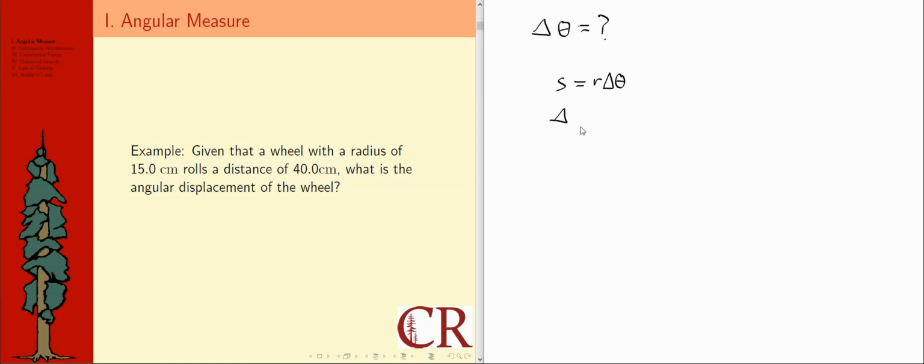And that makes this problem relatively simple once we recognize that, because then we can say delta theta is equal to the ratio of s over r. If I represent s as the 40 centimeter distance the wheel rolled, and r as the 15 centimeter radius that we are given, and then I go to my calculator and do 40 divided by 15, that winds up as a mixed number, 2 and 2/3, or 2.666 repeating. In this case I'll just round that off to 2.67.